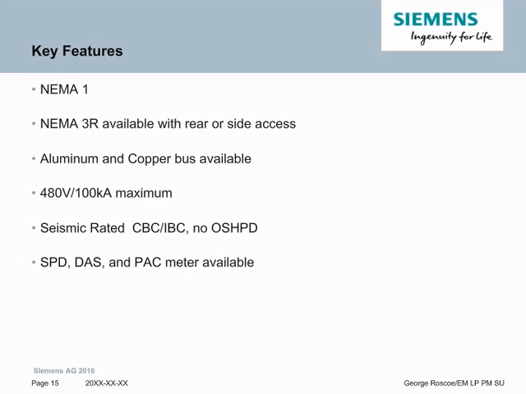It's available with surge protective devices, maintenance mode, and pack meter. Easily all fit in one compartment. And there's additional room in the secondary auxiliary compartment for non-customer facing devices.